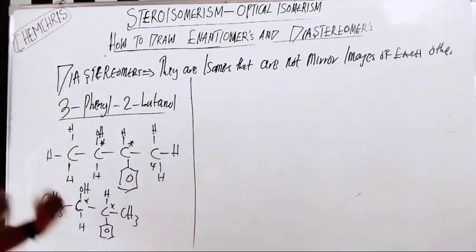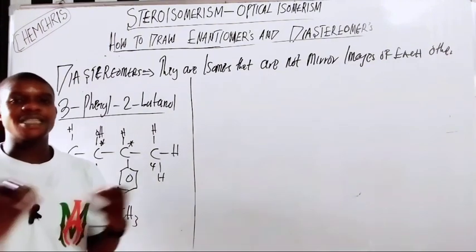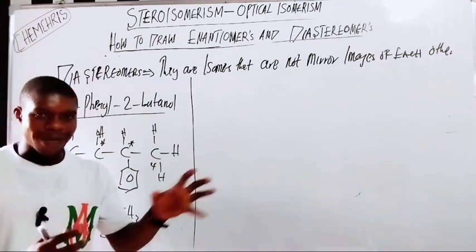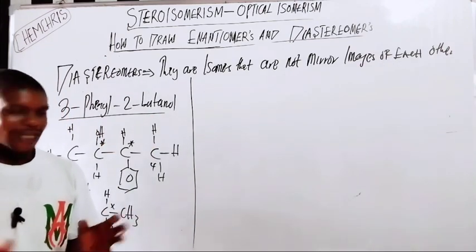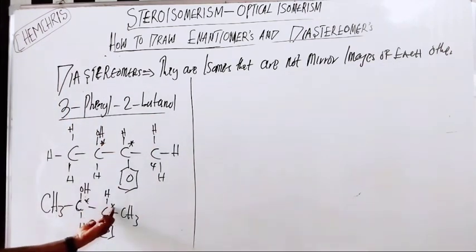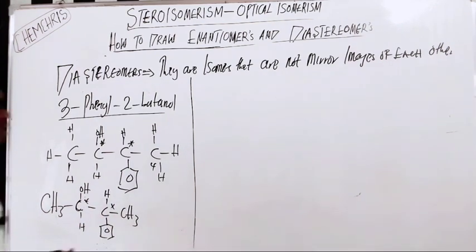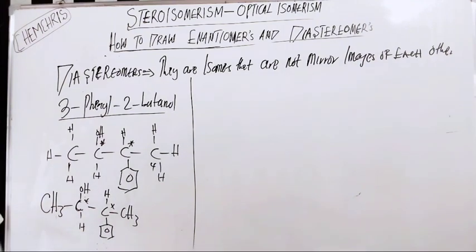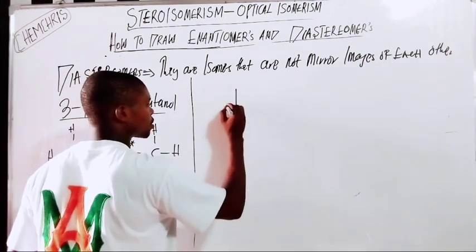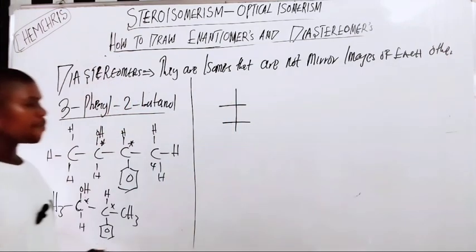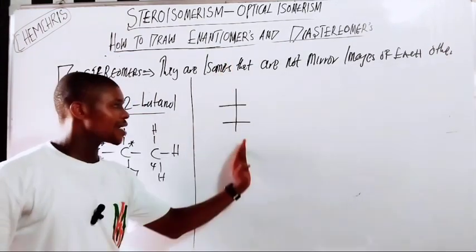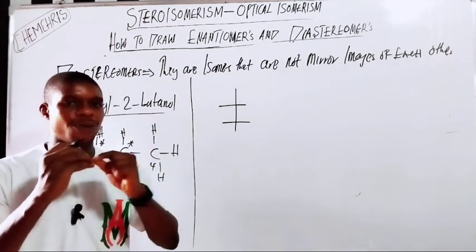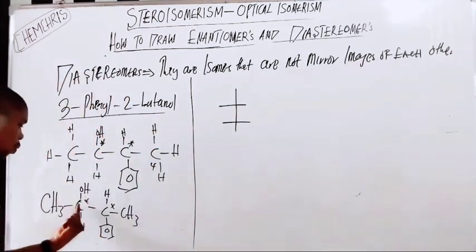So the question now is, how do we draw the stereoisomers, and how do we identify enantiomers and diastereomers? Remember, here we have 2 chiral centers, so you are using the Fischer projection. In a Fischer projection you use a vertical and a horizontal line. The point of intersection means a chiral center. Here we have 2 chiral centers, 1 and 2.